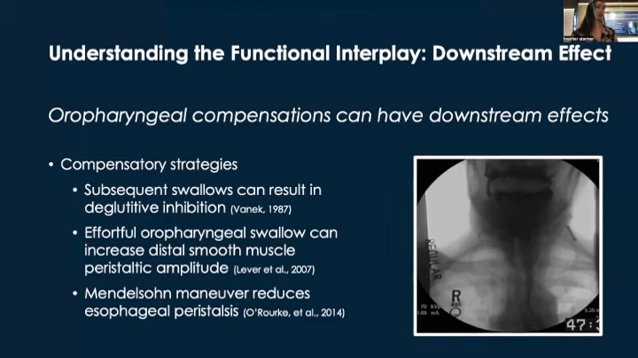The Mendelssohn maneuver, this was data taken out of Dr. O'Rourke's group. Patients that did the Mendelssohn maneuver while they swallowed, which is geared to elevate the larynx, thereby distending the upper esophageal sphincter, that particular movement reduced esophageal peristalsis. And the reason being is it caused panesophageal pressure, or uniform pressure from the upper esophagus all the way down to the esophagogastric junction, and resulted in poor or reduced esophageal peristalsis.